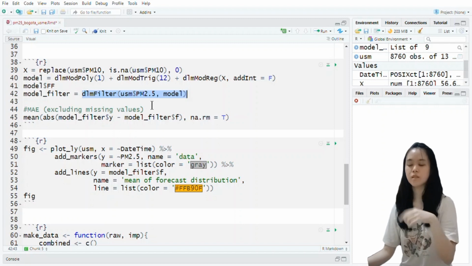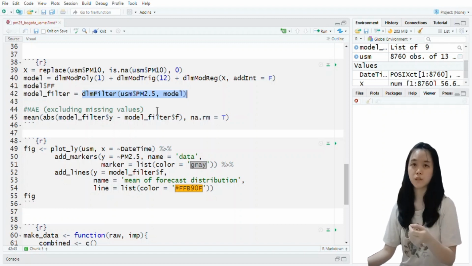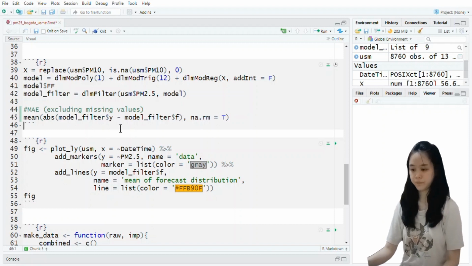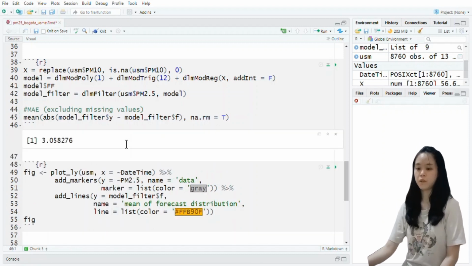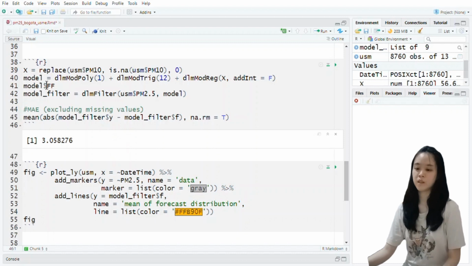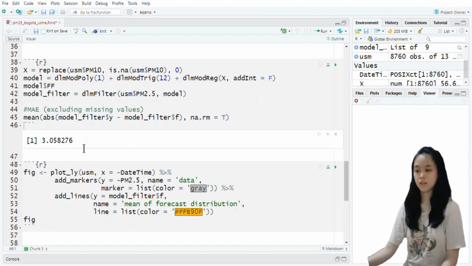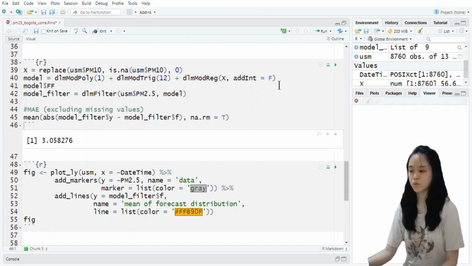And so it's like using our prediction of the next data point. So we want to calculate the mean absolute error between the prediction, the one step ahead forecast, and the real value. So the mean absolute error, if we are using a model like in line 40, is 3.058. Okay, we can try out some other models.